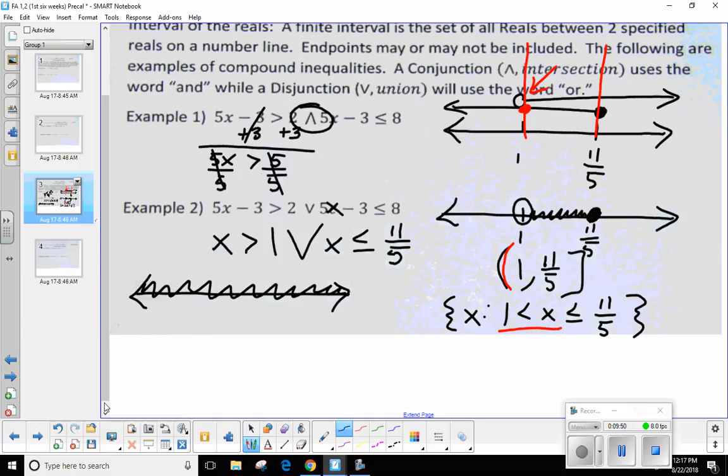Parentheses, negative infinity to infinity. Now, this is the one exception. If I ask you for interval notation, that's the form that I'm asking for. But if it is negative to positive infinity, if you want to go ahead and put all reals, that is equivalent. I am perfectly fine with that. Okay, either or.